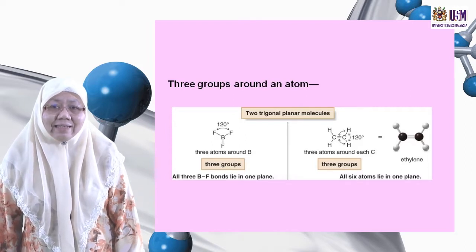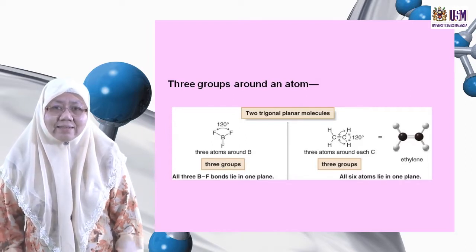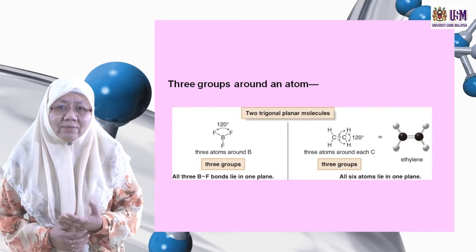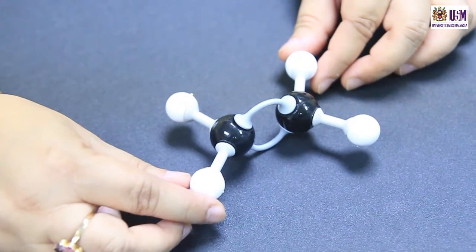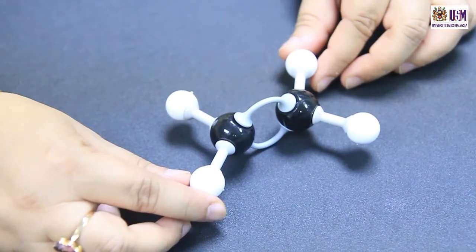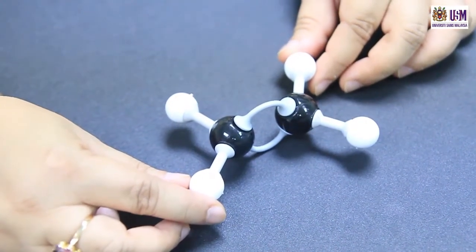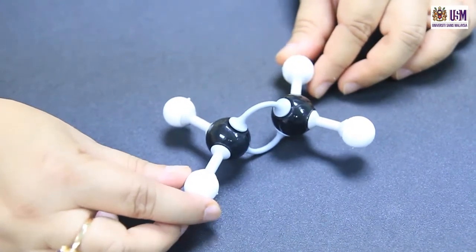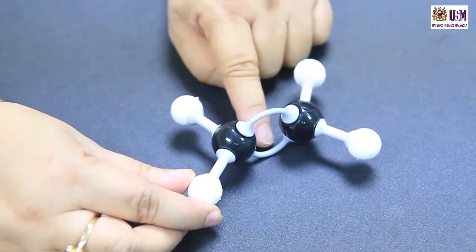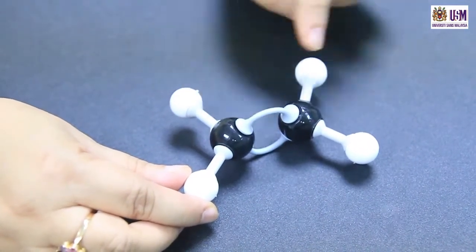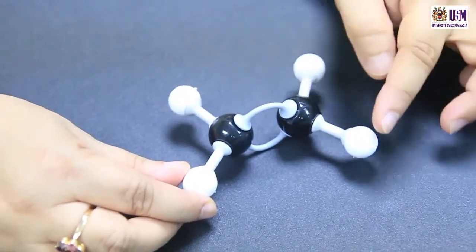Okay, we can see this in an actual model in the following video. This ball and stick model shows the molecule ethene. This ethene actually consists of two carbon atoms with a double bond, and each carbon atom is attached to two hydrogen atoms.